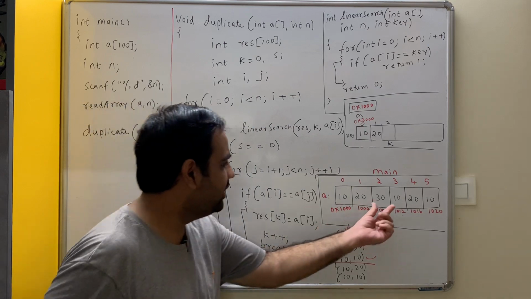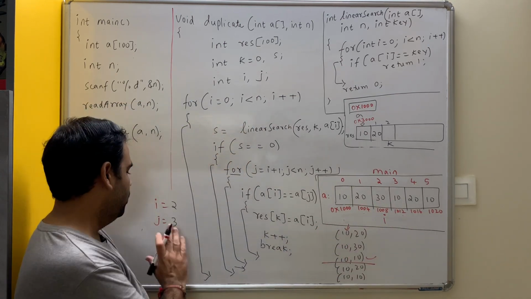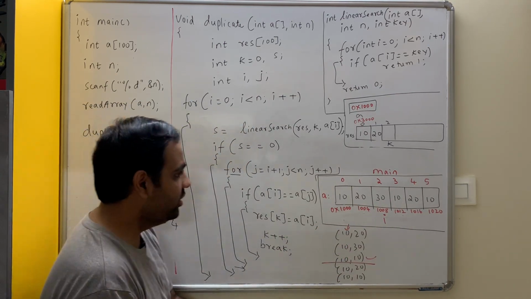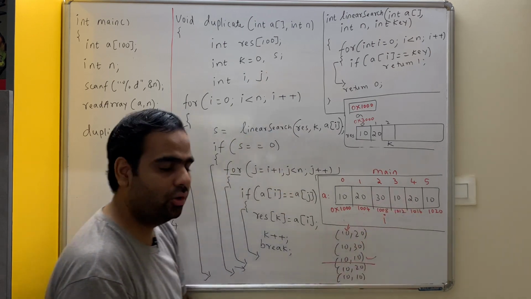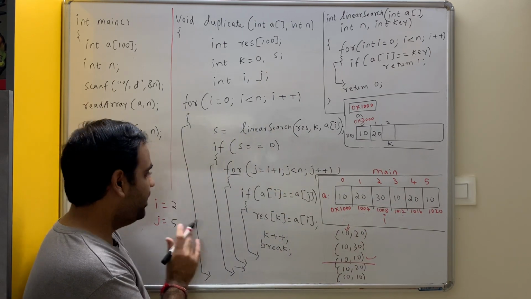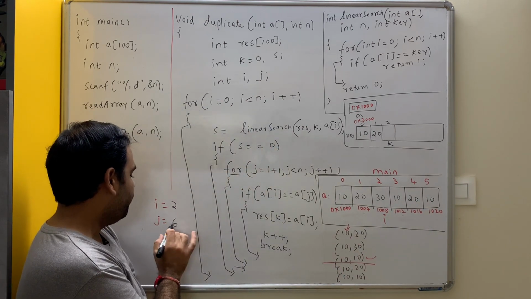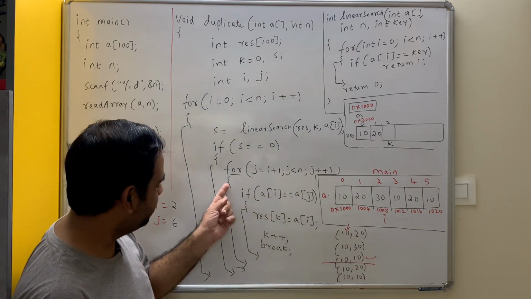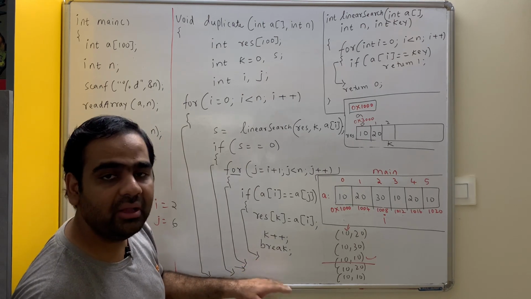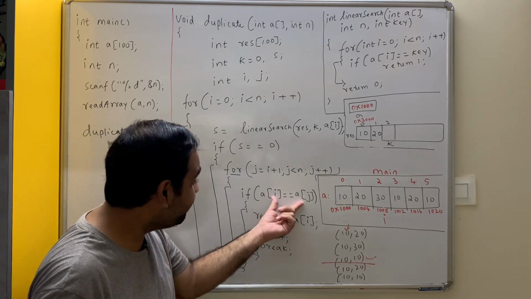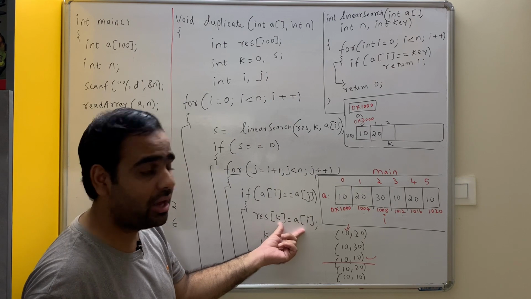Now you compare. Is A of 2 equal to A of 3? No. J plus plus, 4. Is A of 2 equal to A of 4? No. J plus plus, 5. Is A of 2 equal to A of 5? No. J plus plus, 6. Now 6 less than 6 is false. You come out of this loop. That means 30 is not a duplicate element. If it had been a duplicate element, we would have returned.